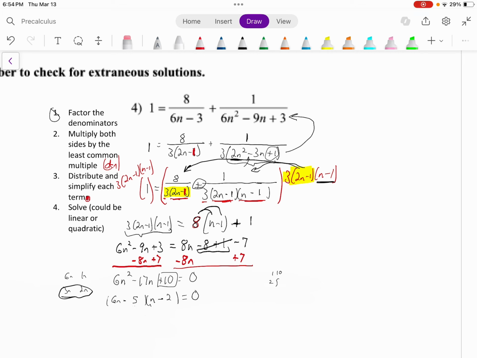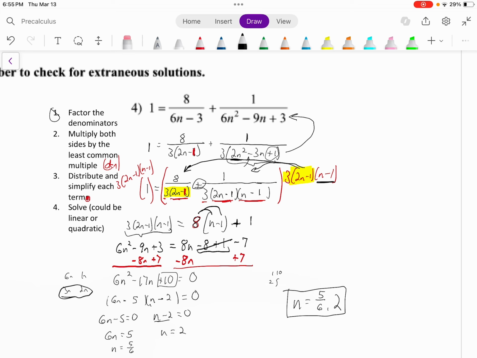And now we can solve, because we know either 6n minus 5 equals 0, or this one's a little easier, but n minus 2 equals 0. So solving the one on the left, we add 5 to both sides, and then we divide by 6. So n equals 5/6. Or, on this next one, add 2 to both sides, we get n equals 2. So our answers are n equals 5/6 or 2.